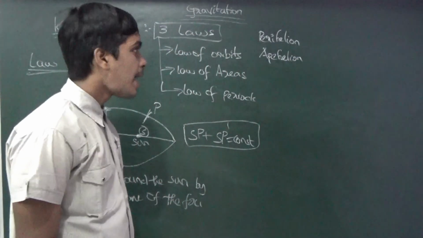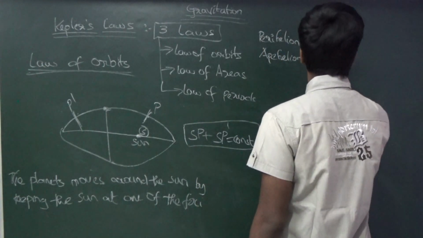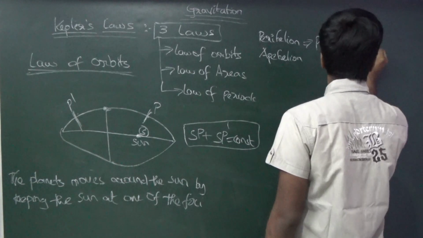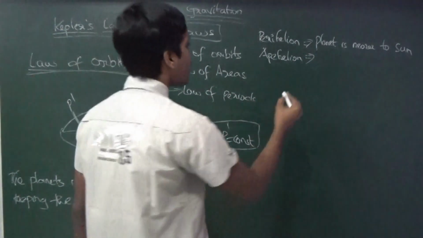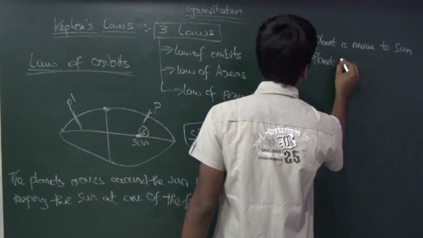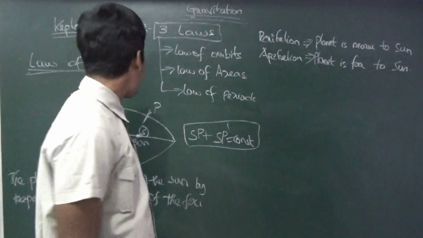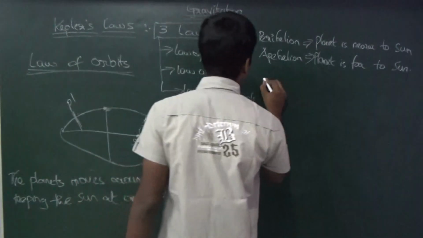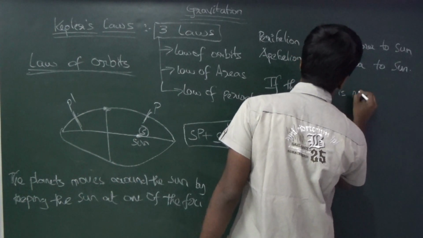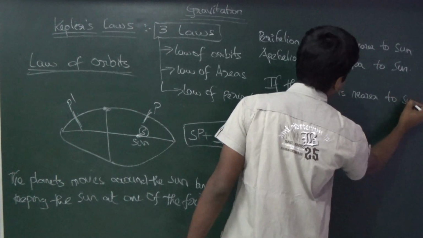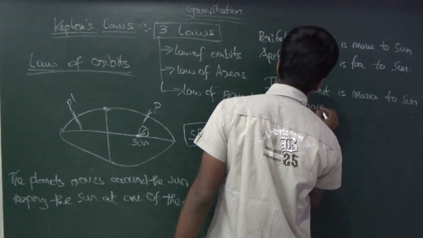Perihelion means the planet is at a close distance to the sun. The planet is nearer to the sun. Aphelion means a planet is farther from the sun. The planet is far from the sun. And if the planet is nearer to the sun, it will move fast.